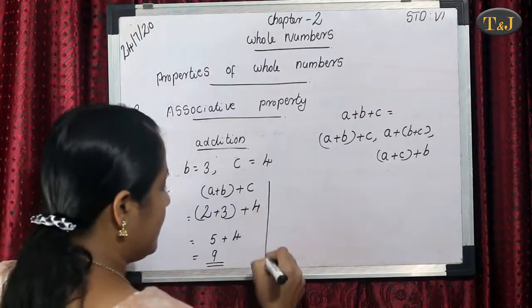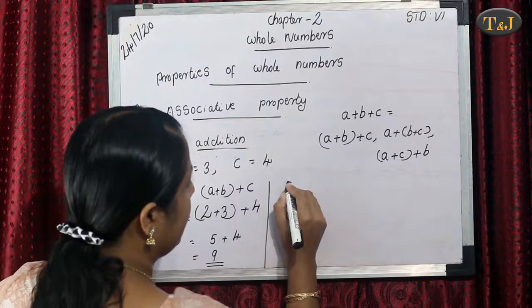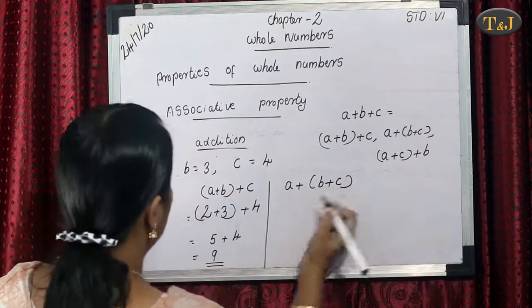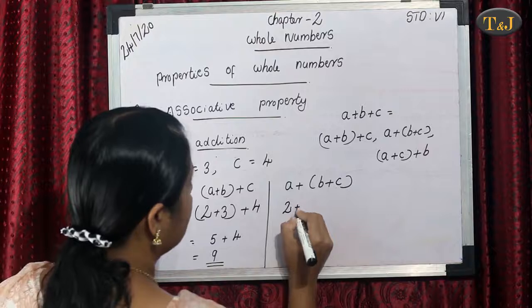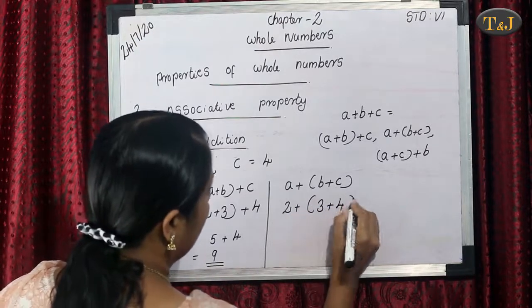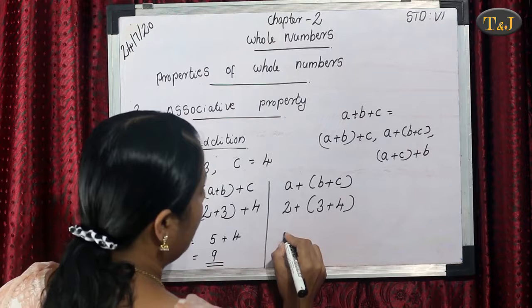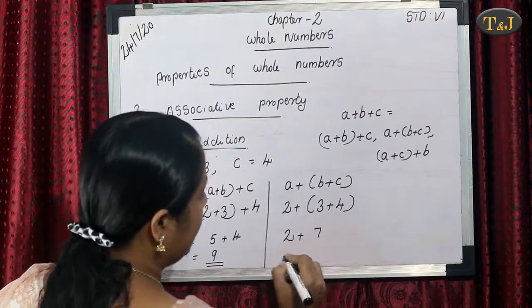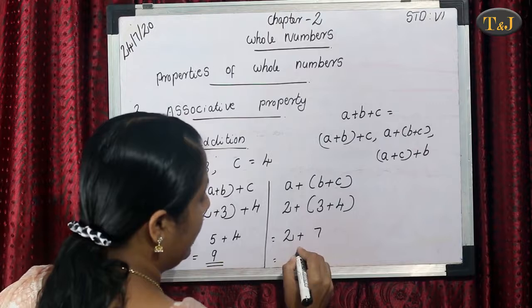Then in the second step we take the number A plus B plus C together. So our value A is 2 plus B plus C, where B is 3 and C is 4. So B plus C equals 3 plus 4, which is 7. Then we get the answer 2 plus 7 equals 9.